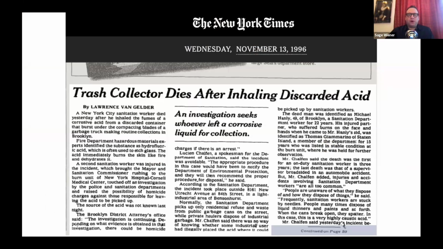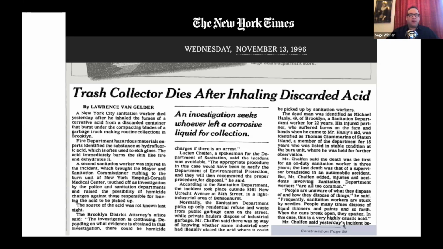So this was an incident that occurred in 1996. Somebody had discarded some vials or some cans, I think, of HF, concentrated HF, and the sanitation workers had thrown it into the truck. It burst and sprayed them, and they got some immediate caustic effect, and 3 of them went on to die. So this just shows how severe these potential injuries can be.